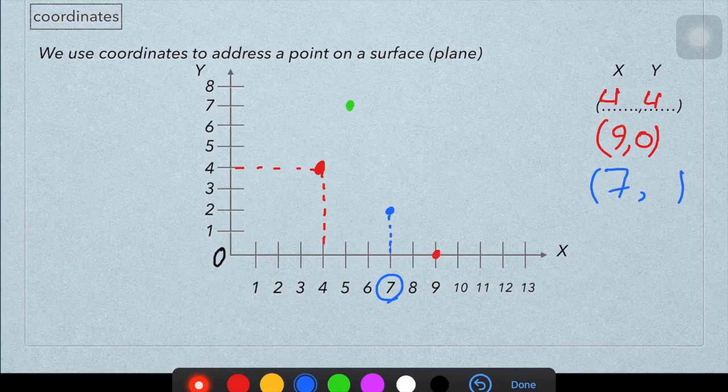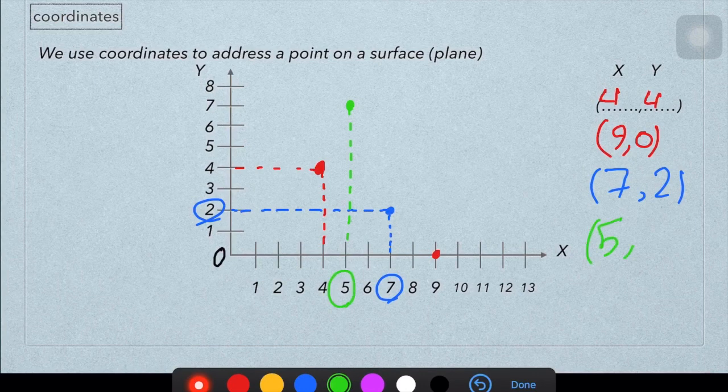And once we go to the y-axis, we will end up with 2. About the green dot also, we will have 5 as x and 7 as y. So this basically is how we deal with addressing dots on a plane or on a coordinates grid.